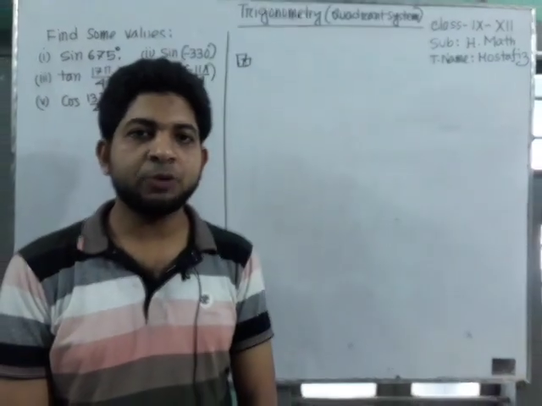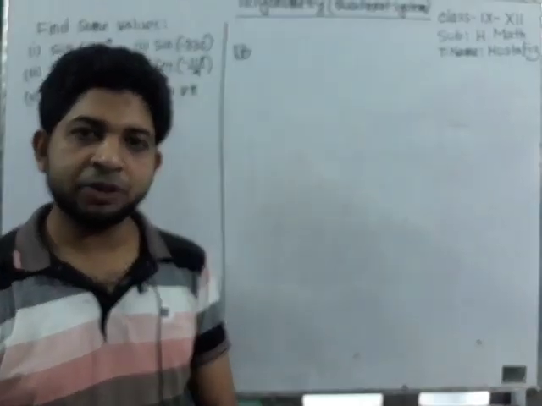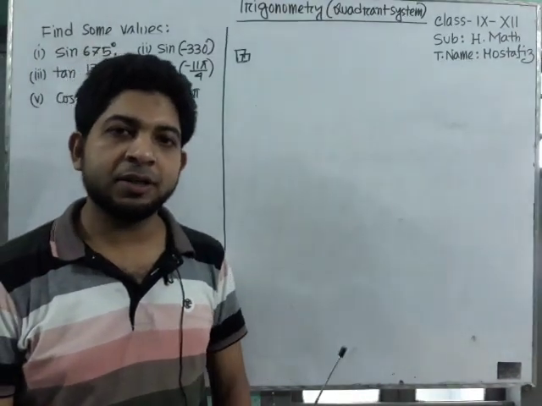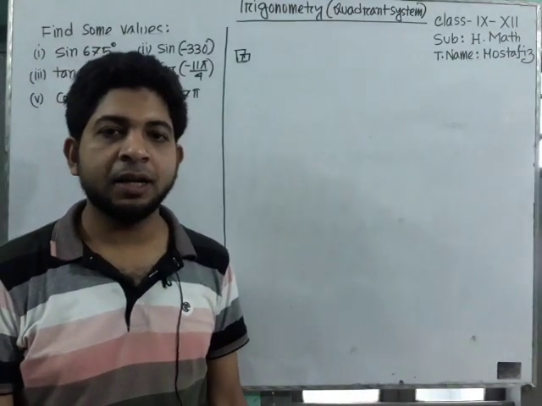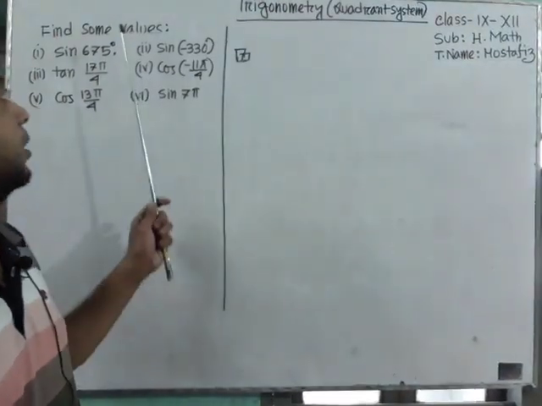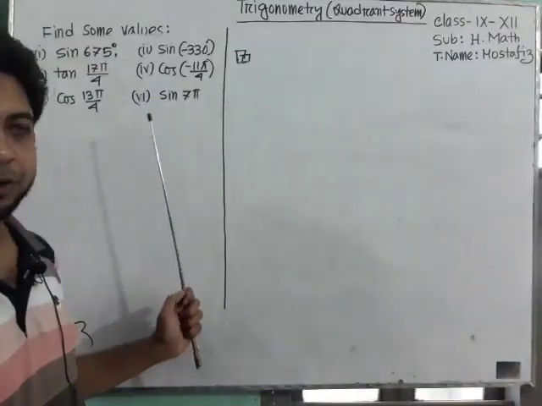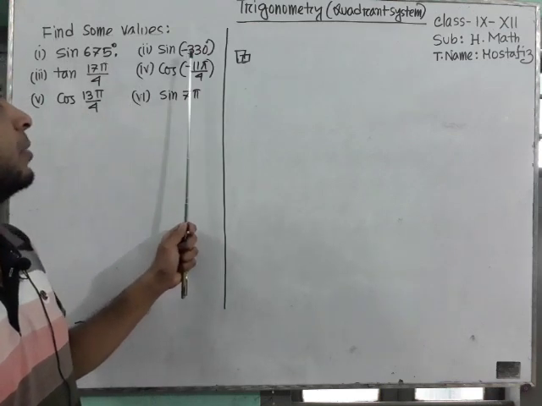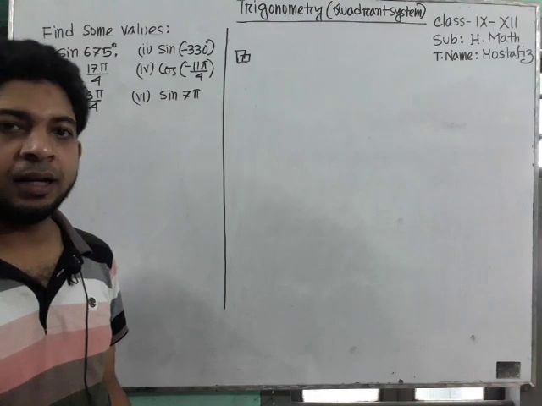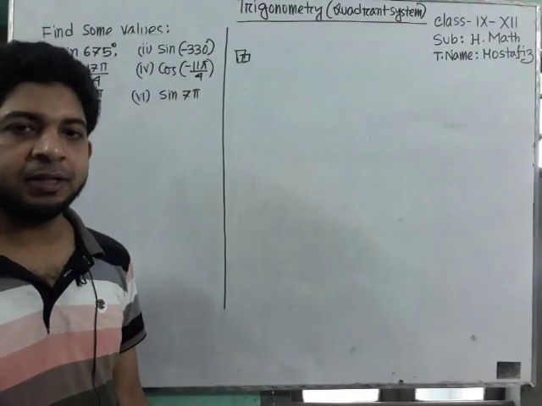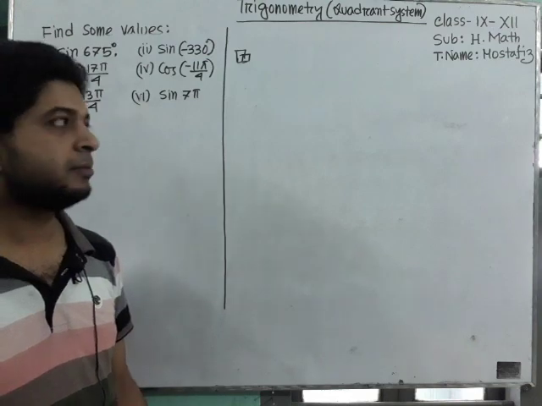Today I am going to talk about a very important chapter, that is trigonometry and coordinate system. By using this coordinate system, you may find out this type of trigonometric ratio, suppose sine 675 degree or sine minus 330 degree and like this. So it is very important for you to understand this matter. Okay, let's start.